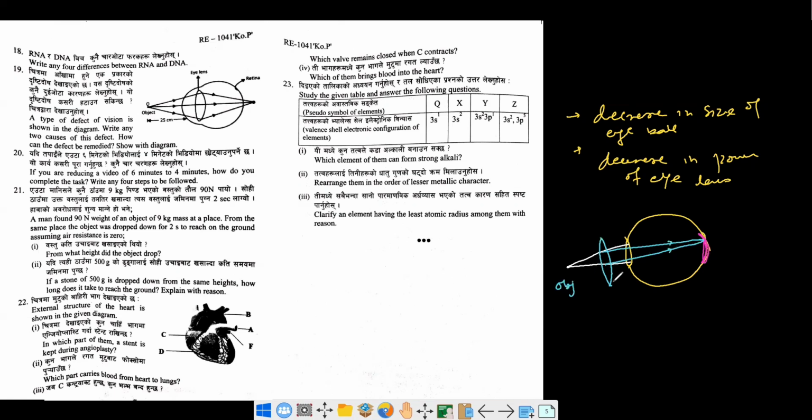This is the object and this one is a convex lens. So this is the retina. So this is how we can simply correct this issue. Okay, so let us move on to another question.